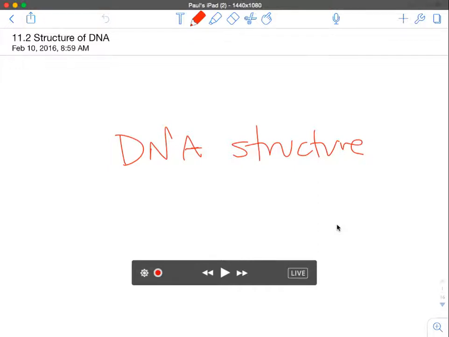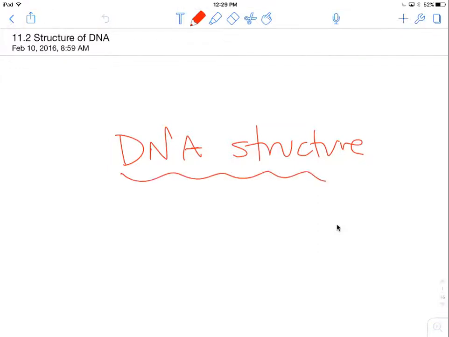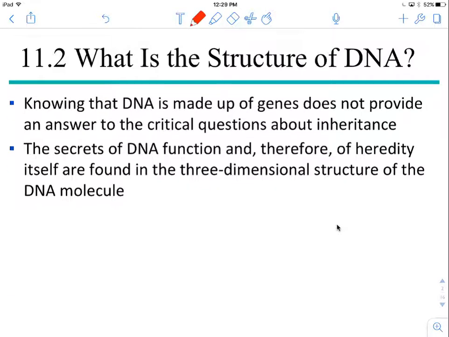All right, here we go with DNA structure, which should be completely and totally review. So I'm just going to kind of jet through it. So we know that DNA is made of genes, kind of continuing from the previous screencast. But how exactly, it's a very simple molecule when you look at it. So how exactly does it convey inheritance?